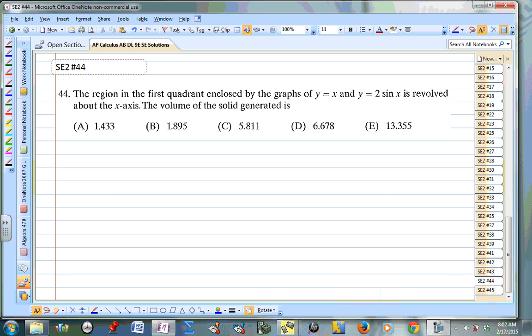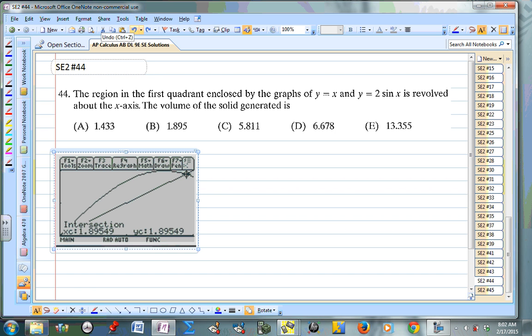In problem number 44, we're told to find the volume created by generating a region in the first quadrant between two curves rotated around the x-axis. So for starters, we can graph these functions and find the point of intersection. We can tell that they intersect at x equals 0 and x is about 1.89549. Now, with this, we can set up our integral.